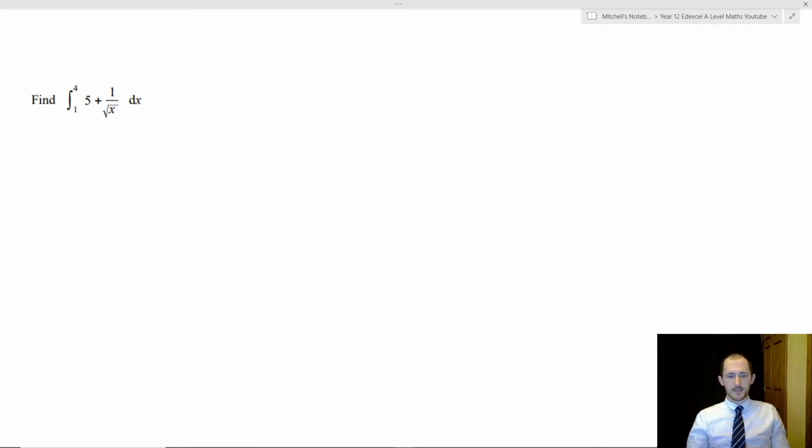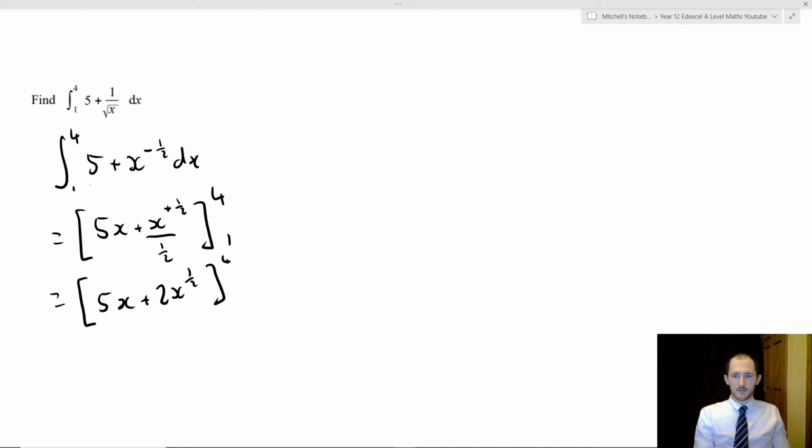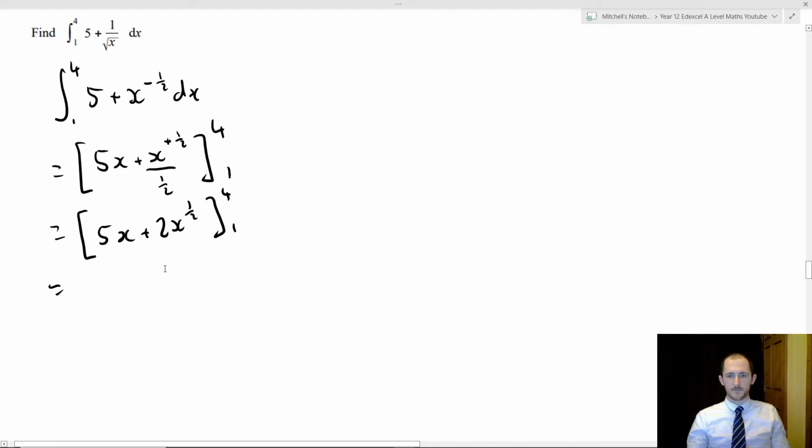Again, we have another integrating between a certain range question. So once again, change this into the proper indices, so that would be x to the minus a half dx, 5x, and see, this is where things can get a bit tricky. You have x to the plus a half now, over a half. So plus x to the half. Cool. And again, you can just solve what that is.